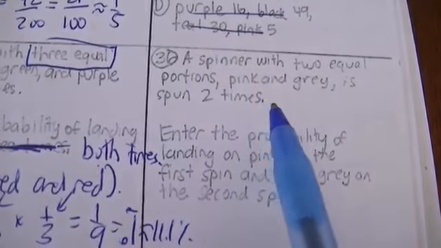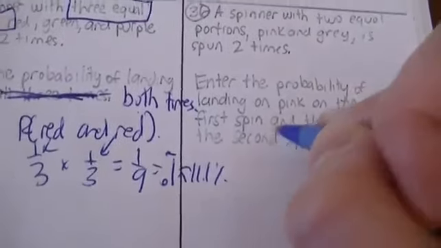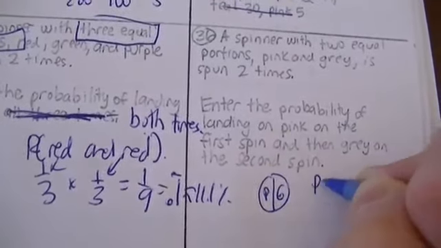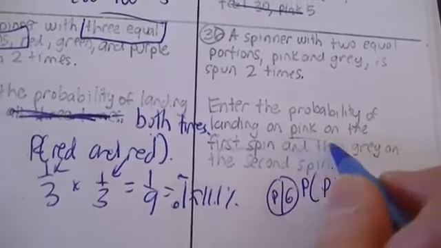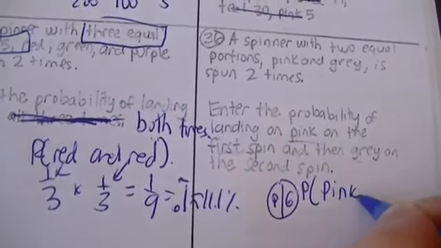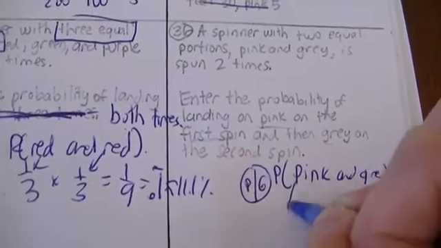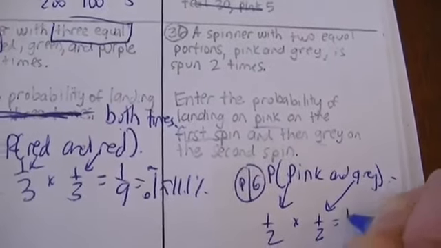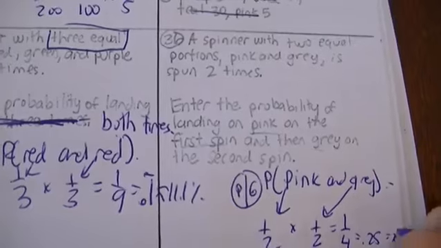Spinner with 2 equal portions, pink and gray, is spun 2 times. So I'm going to draw a sketch of that. Okay, I want the probability of pink on the first spin, and then gray on the second spin. The probability of getting pink is 1/2, and the probability of getting gray is 1/2, so that's 1/2 times 1/2 is 1/4, which is 0.25, which is 25%.